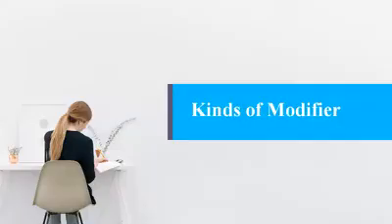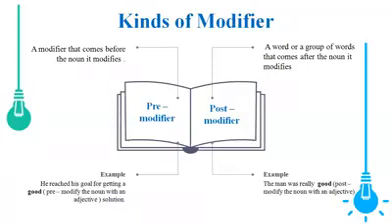Now the kinds of modifier, or types of modifier. Modifiers can be of two types. One is pre-modifier, another is post-modifier. Okay, pre-modifier: pre means before. A modifier that comes before the noun it modifies. This modifier will come before the noun.